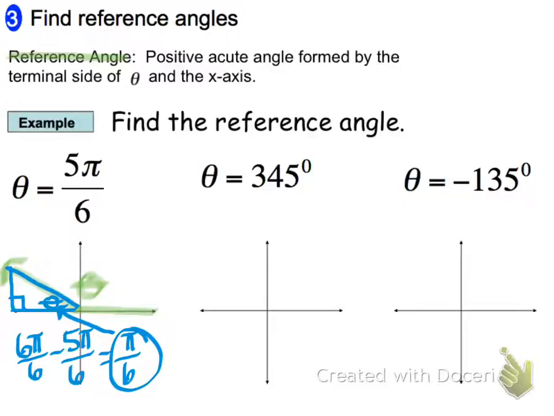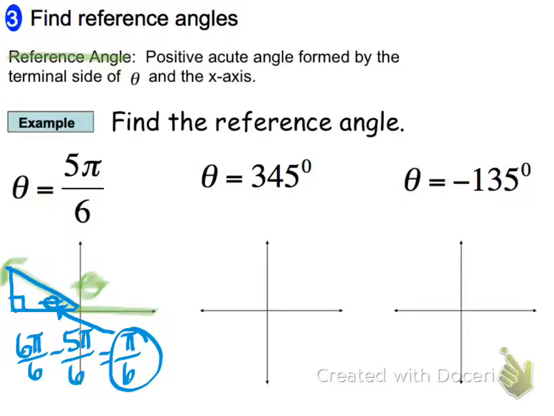The nice thing about these is that the answers for 5 pi over 6 and pi over 6 are all going to be the same. So now instead of using 5 pi over 6, we can just use that pi over 6. This is why we've been drawing those pictures and why the pictures work.